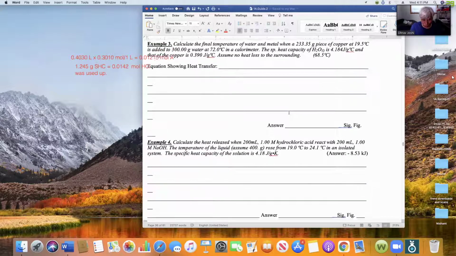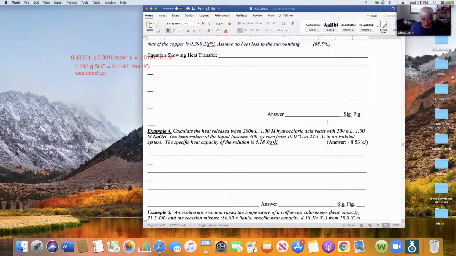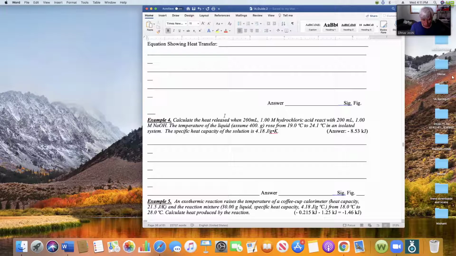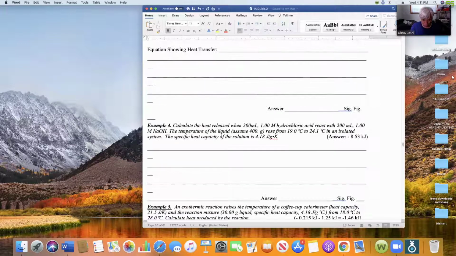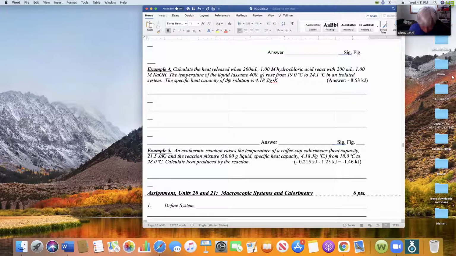We need to finish unit 21. That's what I want to do. Just 2 more problems, examples 4 and 5, and then we'll be done with it. We did example 3, 4 and 5 I'm going to do, and then we're going to be done. And I'm not going to bother you too much. I'm not going to ask you questions.